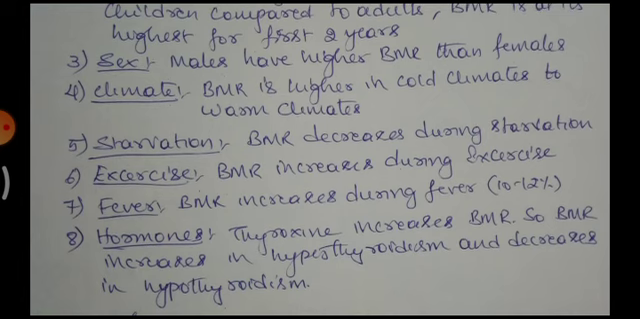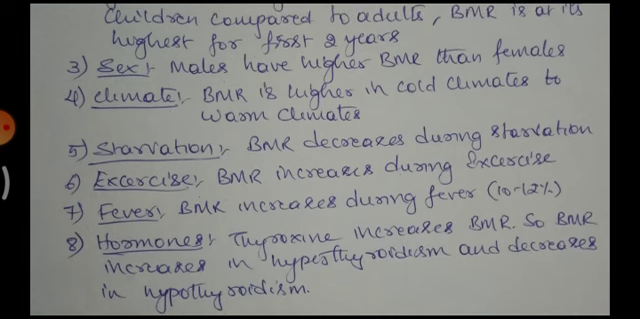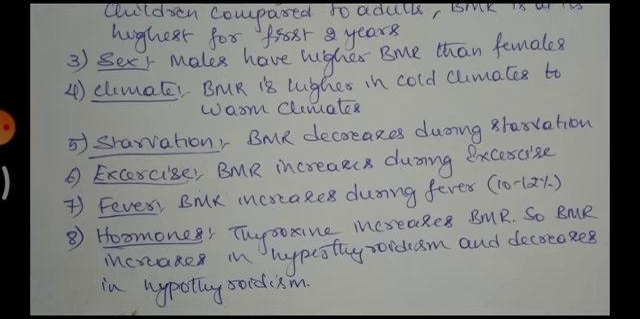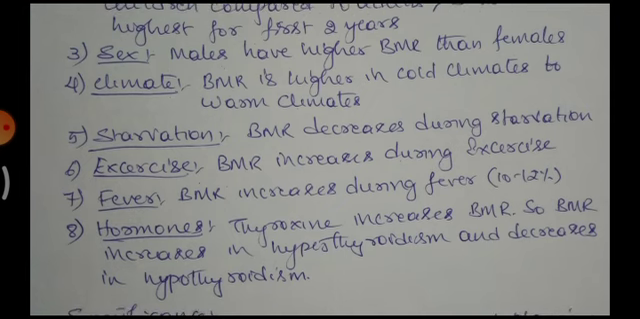Sex: females have less BMR compared to males. Males have more BMR. So males will eat more compared to females because their BMR is more. There is more muscular activity in males, hence the BMR is more. Next, the climate. In colder climates, people will eat more food, because to maintain body temperature in cold conditions they require more energy. Hence their BMR is more compared to warm climates.